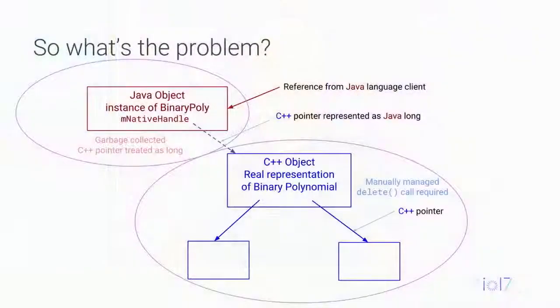On the C++ side, we usually have a manual memory management discipline, which means we explicitly need to call some delete function, some deleter, in order to deallocate the memory when it's no longer reachable. So how do we actually do that? We have to arrange for somebody to call the delete function on the C++ object.